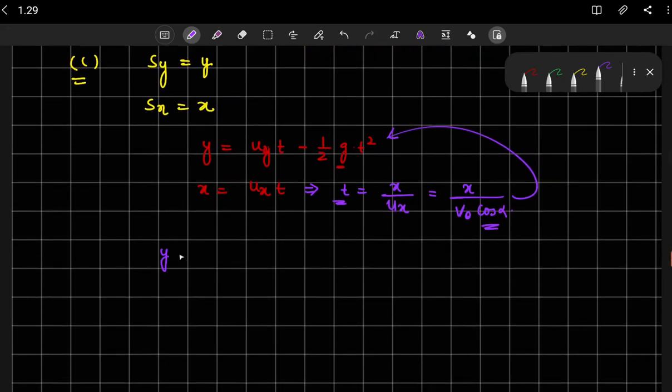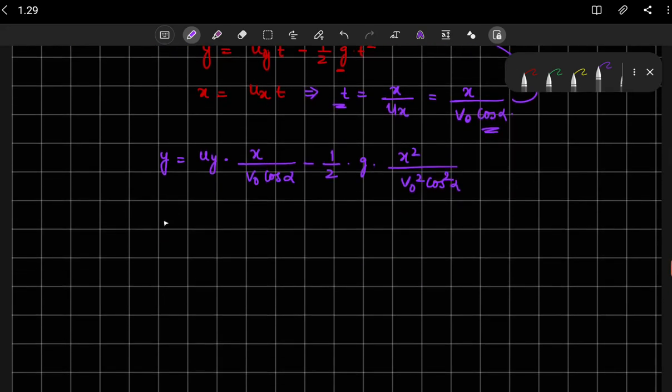So from here we will get y = uy · x/(v0 cos α) − (1/2) g x²/(v0² cos² α). Okay, so we can write y = uy, which is v0 sin α. So from here we will get y = x tan α − (g/2) x² / (v0² cos² α). So this is the expression of y, that is displacement in the y direction as a function of x, that we got.